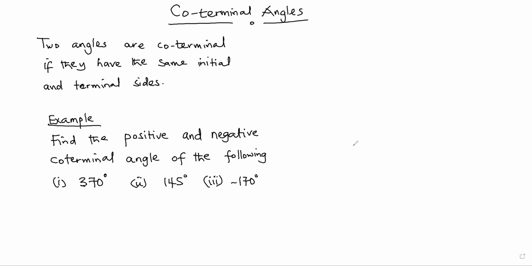Okay, so in this video, we're going to talk about coterminal angles. Two angles are coterminal if they have the same initial and terminal side. If you look at our previous video, we said that if you have a Cartesian plane like this, and you are looking for, let's say, angle 30, it falls here. So this line drawn over here is your terminal side. Then where you are starting from is the initial side.